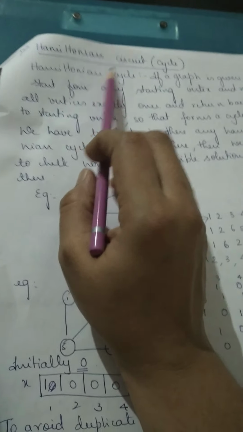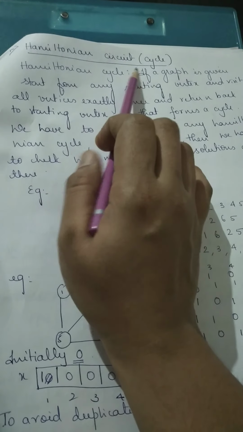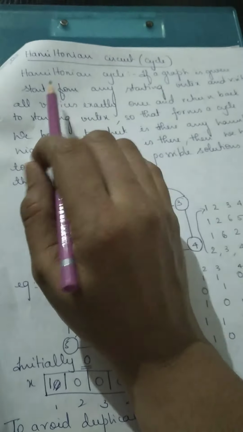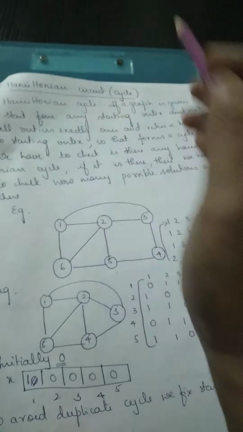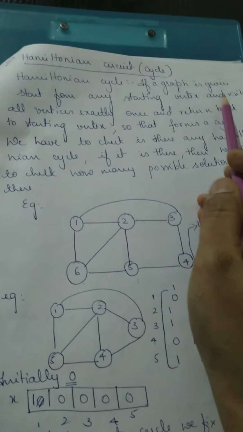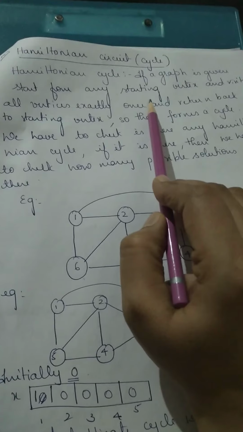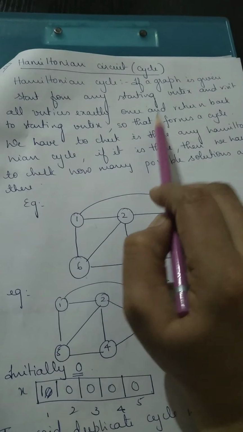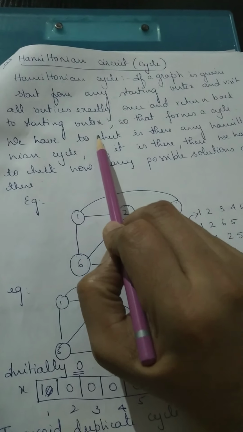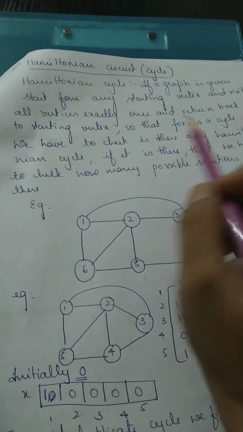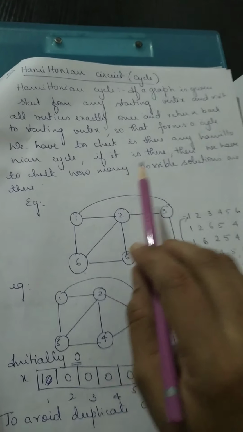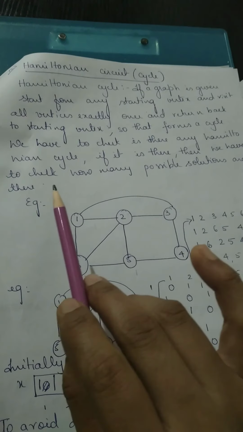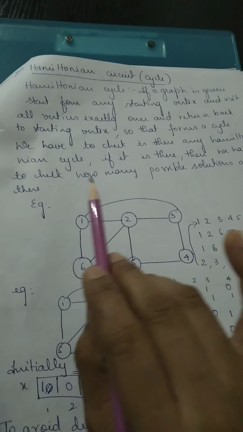Next problem, Hamiltonian circuit, or we can also call it Hamiltonian cycle. If a graph is given, start from any vertex and visit all vertices exactly once and return back to the starting vertex so that it forms a cycle. We have to check, is there any Hamiltonian cycle? If it is there, then we have to check how many possible solutions are there.